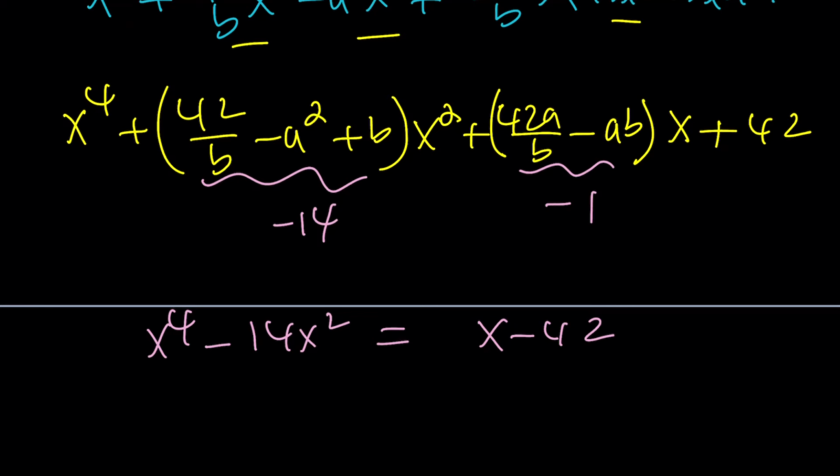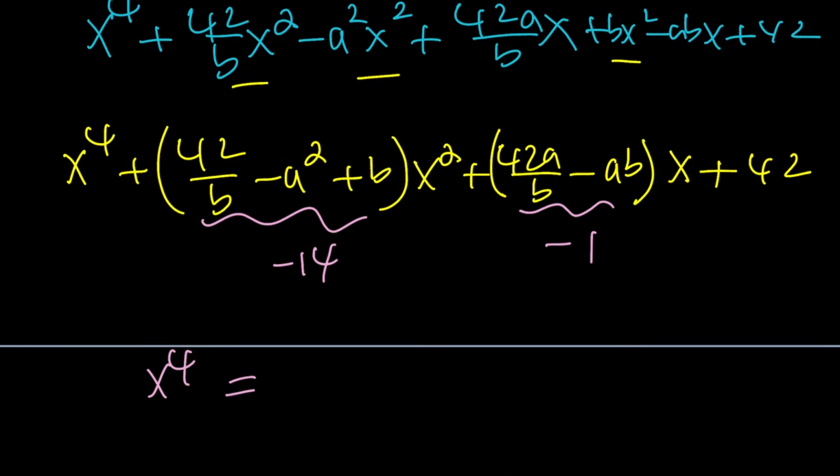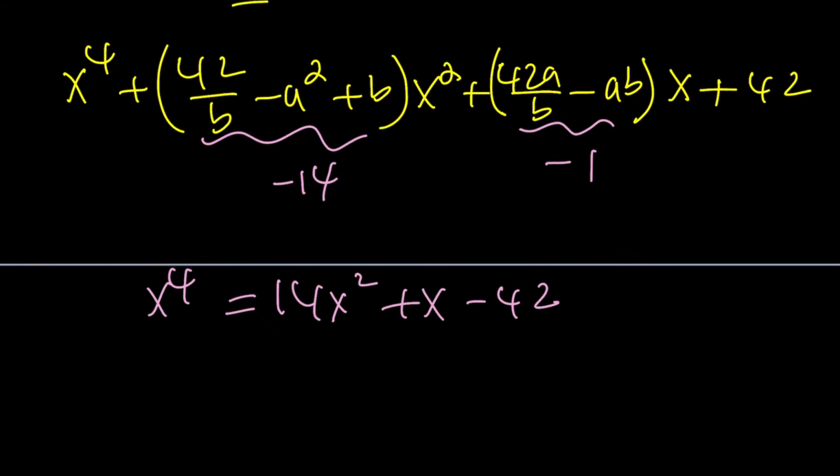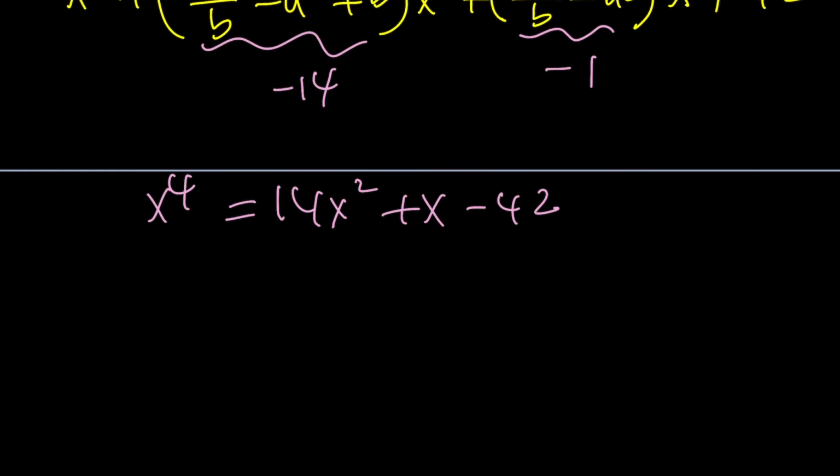Or actually, you can put the whole quadratic on the right-hand side and write it like this: x to the fourth equals 14x squared plus x minus 42. Then the term you need to add to both sides should be quadratic. We can add something like this: x squared plus 2k x squared plus k squared. That's going to make it a perfect square on the left-hand side.